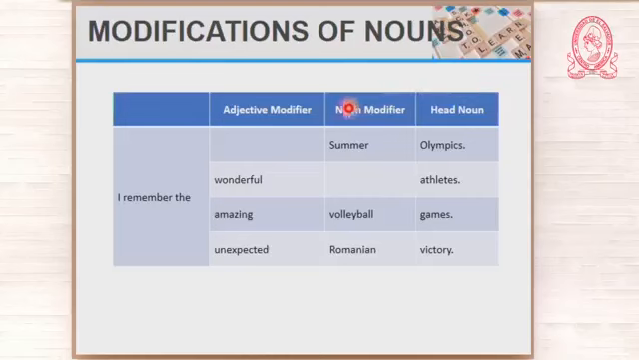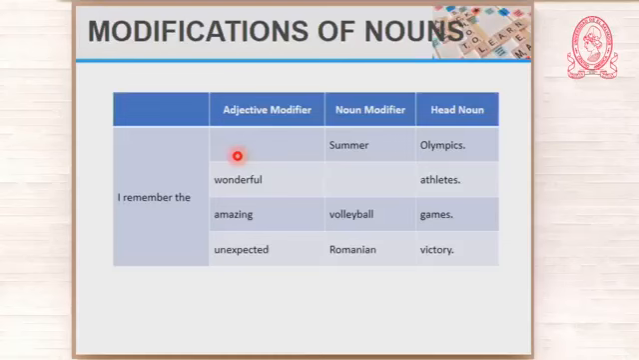Sometimes you have a pure adjective, like this one, wonderful. What do I mean by pure adjective? It means that you can say wonderful, more wonderful, the most wonderful, okay?